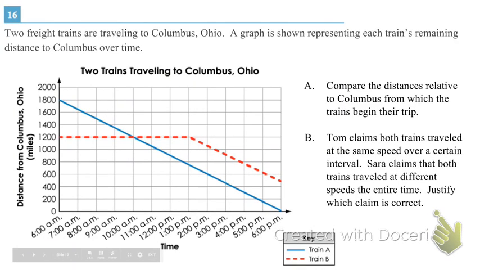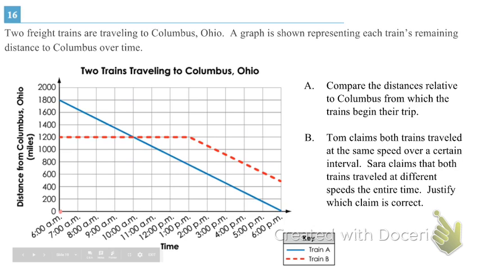So whenever I see a graph on a test, I think it's good, before you even dive into the question and read everything, to really look at that graph and figure out what's going on. So here, this graph is showing two trains traveling to Columbus, Ohio, and it's showing the time here, so it's 6 a.m., where each of those trains are. The red dot is train B, and the blue line is train A.